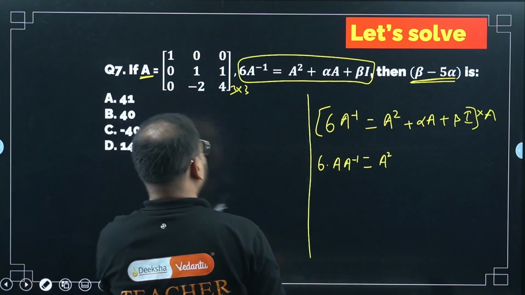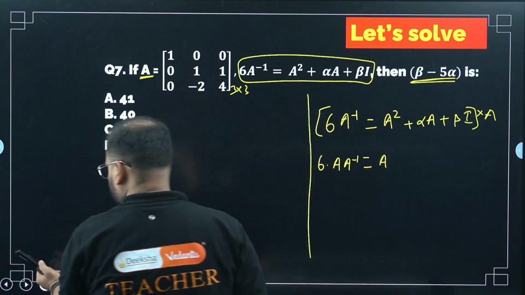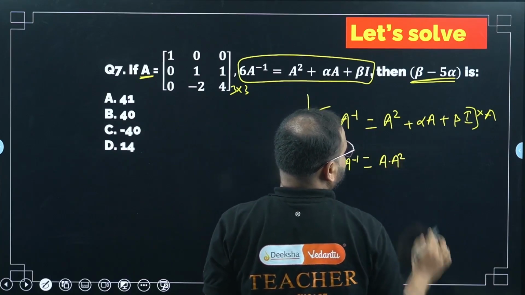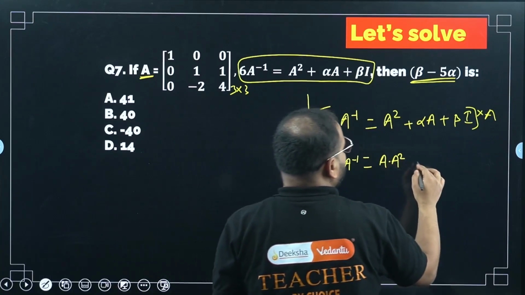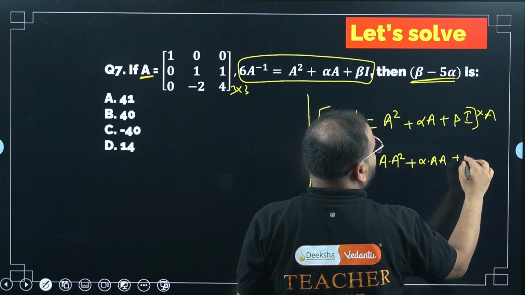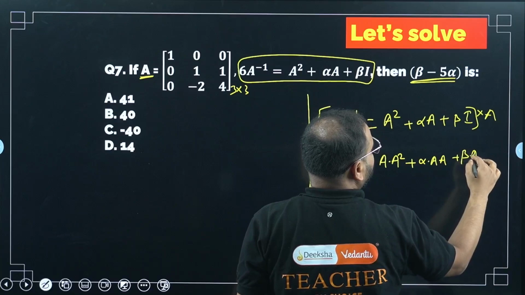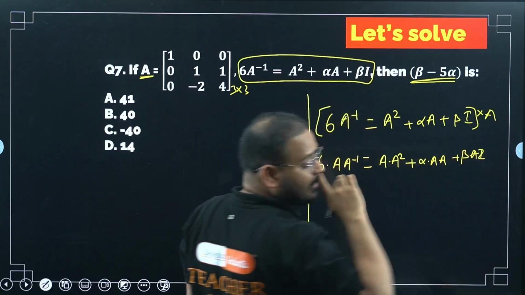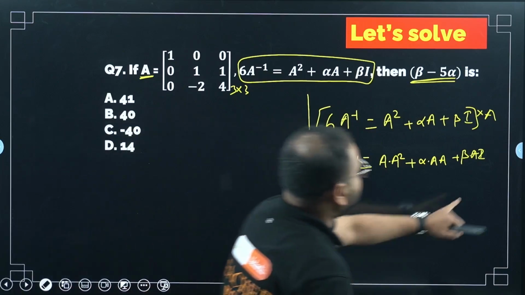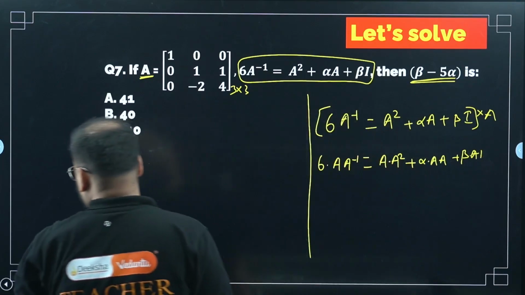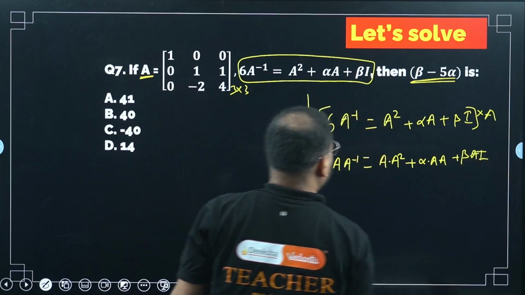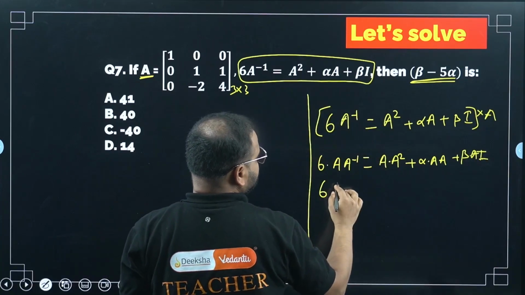Forgive me. First will be A. I don't have to write that, but still I want to make things easier for you. So A times A square, and this will be alpha A into A, and this will be beta AI. So I multiplied everything with A, matrix A. This is not this, this is just I. Okay, I hope you understand that. That is just I. Okay, simplify this. This will become just 6I.